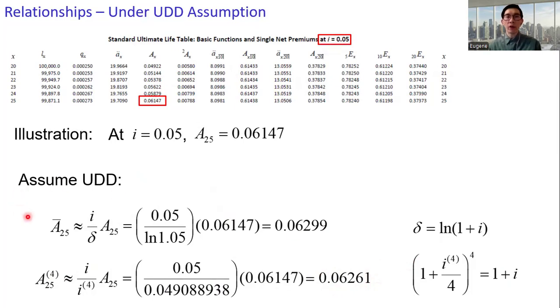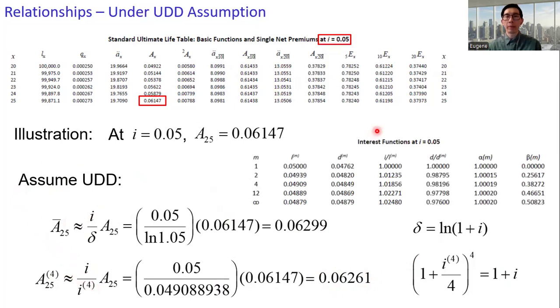To get the value for i over delta and i over i^(4), we can make use of the table given in the exam. This interest function is evaluated at the interest rate i equals 5%. So make sure the interest rate is 5% in order to make use of this table.